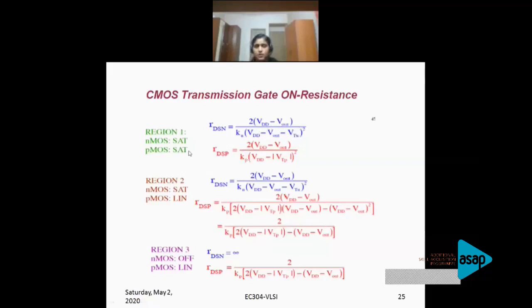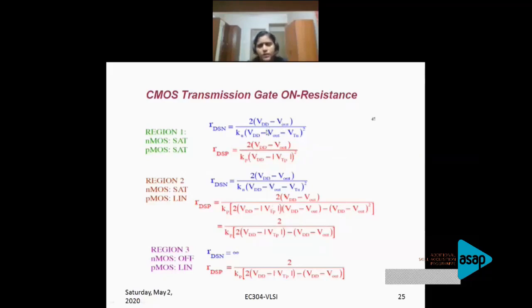Same way, PMOS is also in saturation. So the resistance is this voltage divided by the current equation. The current equation is 1 by 2 mu n Cox, or Kp. So that 1 by 2, that 2 will go upwards. So these are the corresponding resistance equations.